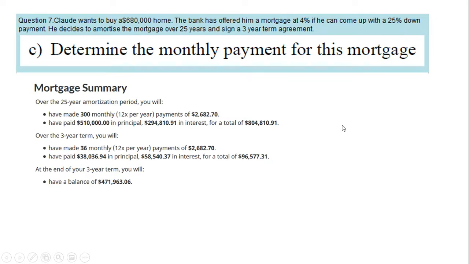Then it asks for the monthly payment. Now, what you've seen me do here is just take the mortgage summary from the website. I put in the $510,000. I put in the 25-year amortization period, and I also put in the 3-year term. So all of that information is put into the website. Now, what is the question asking me for the monthly payment? Well, I just highlighted that on the screen. It's this amount right here. And I think you're okay with that part as well.